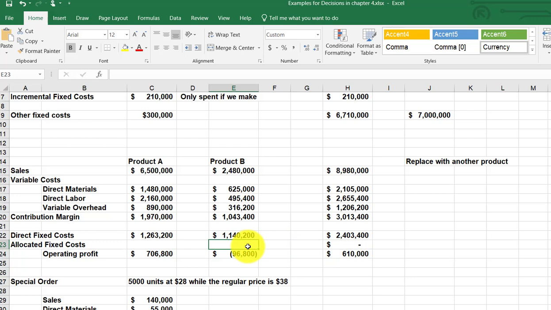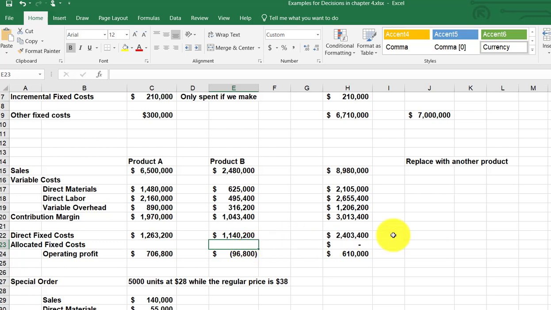Okay, so according to this analysis, we would eliminate product B, or, as we mentioned, maybe a better strategy would be to raise the price of product B. We also need to consider: does product B drive sales for product A? If we eliminate product B, it's not just going to eliminate that, but it's going to mean customers are less likely to buy product A? That's going to cause us problems.